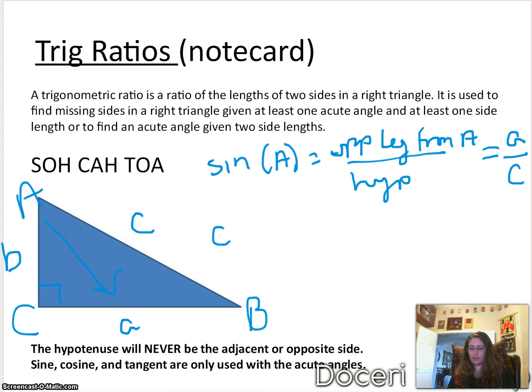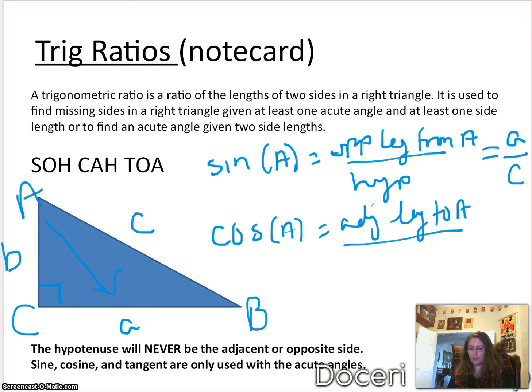If we look at cosine of angle A, it's the adjacent leg to A over the hypotenuse. So adjacent to angle A is side b, so I get b over the hypotenuse, which is c. Notice the hypotenuse is also adjacent to angle A, but if you look down at the bottom of this slide, it says that the hypotenuse will never be the adjacent or opposite side. It's just the hypotenuse, period. When we're talking about adjacent or opposite sides, we're always talking about the legs.